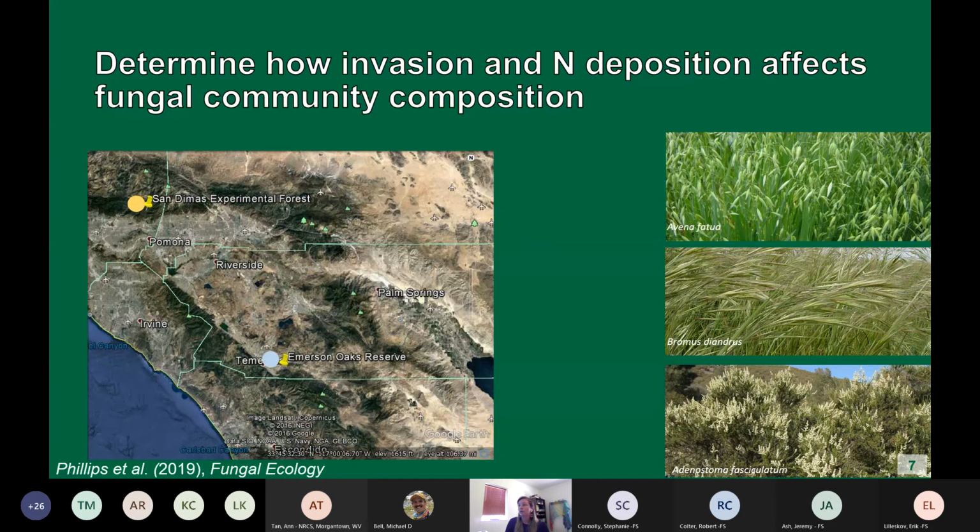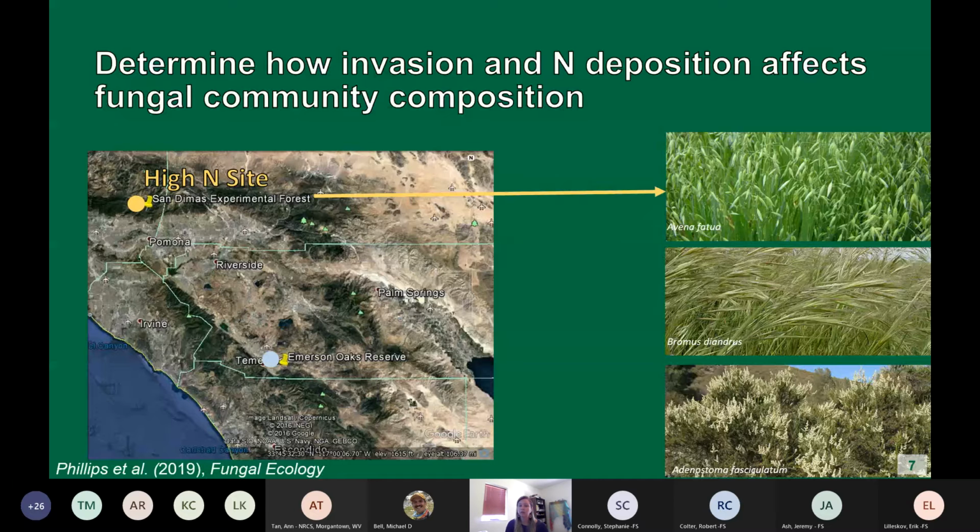That I did during my PhD. So my goal with this dissertation chapter was to determine how invasion and nitrogen deposition affects fungal community composition. And I worked at two sites. The first is this yellow one, San Dimas Experimental Forest. It was my high nitrogen deposition site.